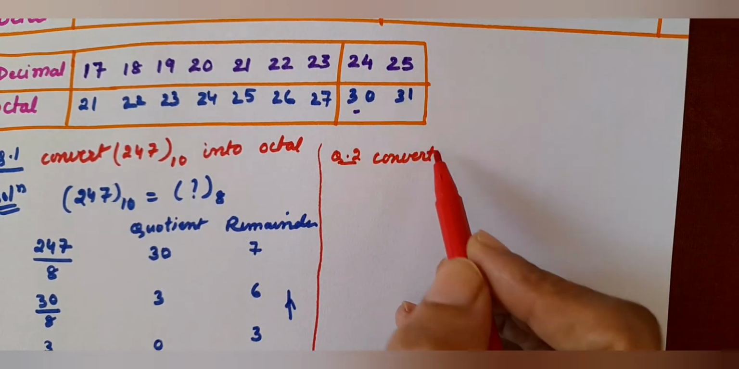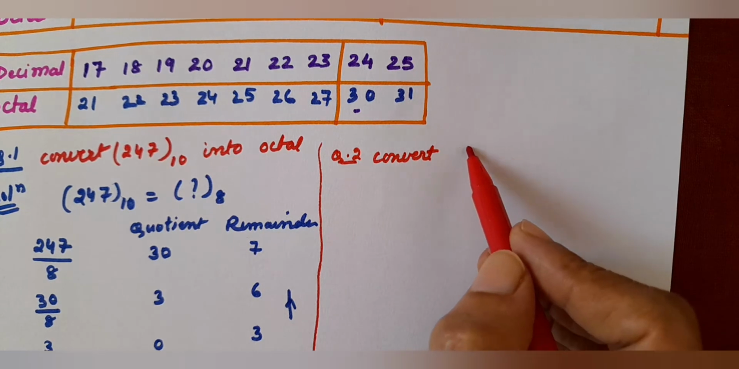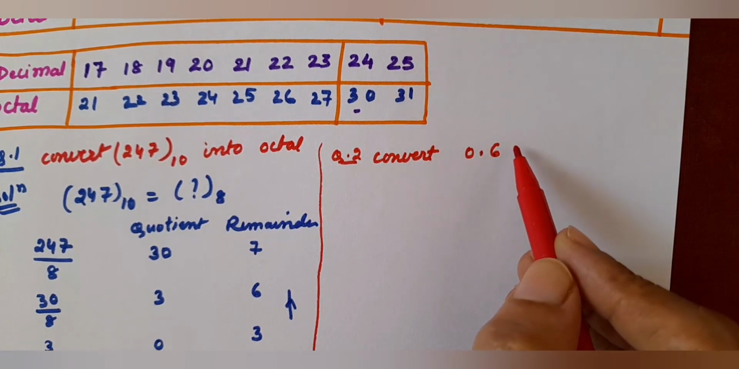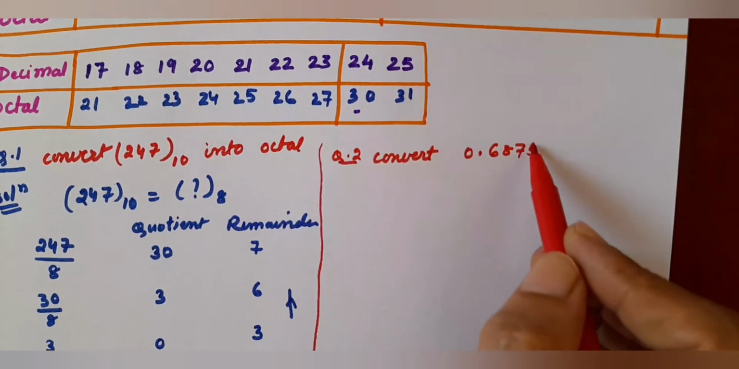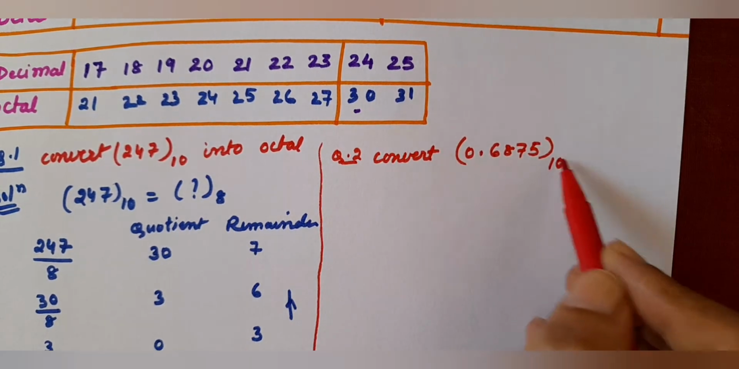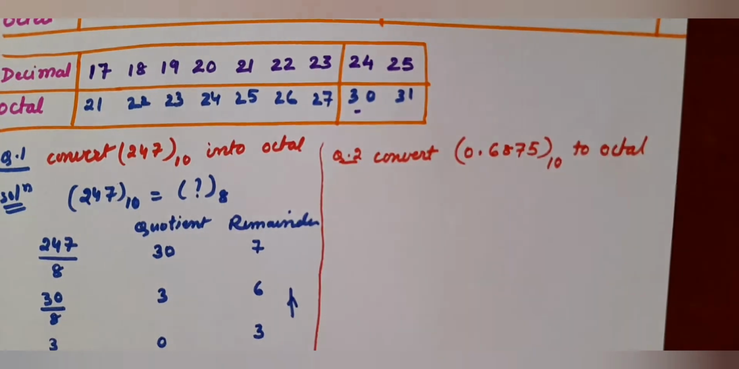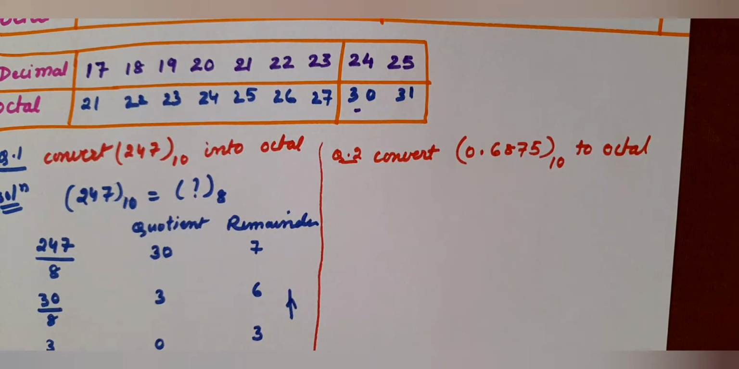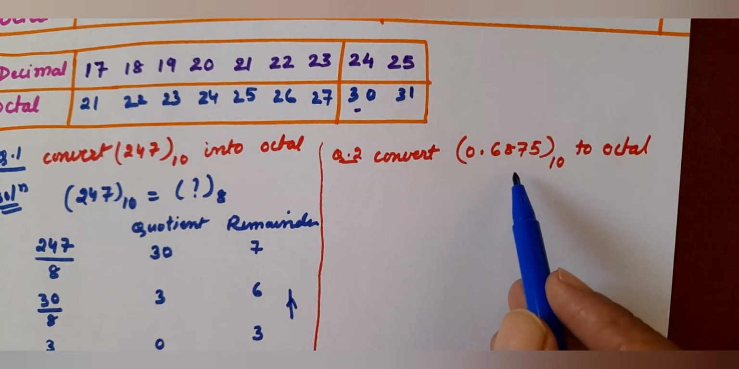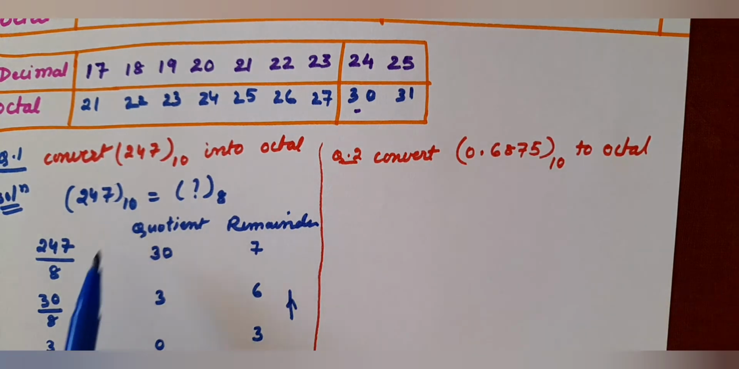Convert 0.6875 decimal to octal. Convert this one. What you will do now: it's a fractional part that is given. For the fractional part you have to multiply. For the integral part you have to divide by 8.